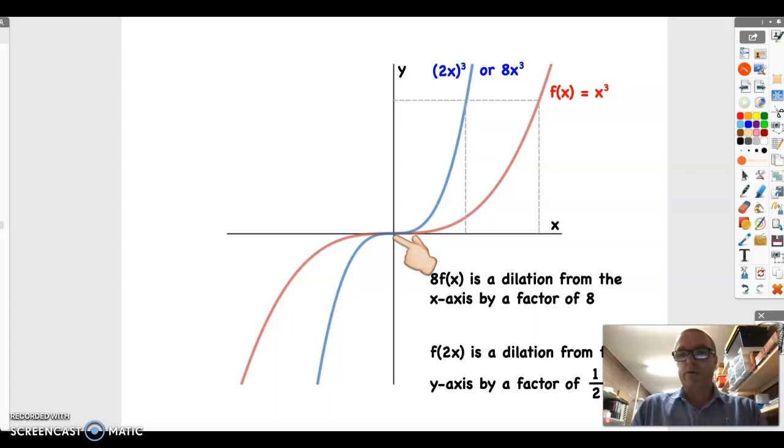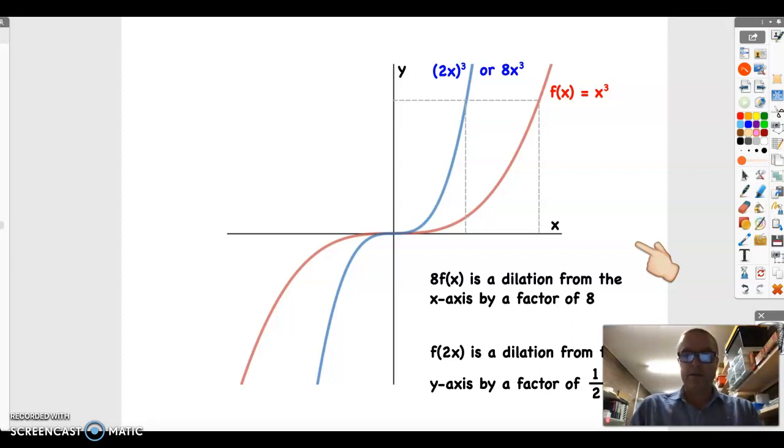So if our base function is x cubed, which is this red graph here, the basic cubic function, then for the blue graph there are two ways of looking at it. I could say that it's 8x cubed, or I could say that it's 2x all cubed. So we actually have two ways of describing the transformation of this x cubed graph.